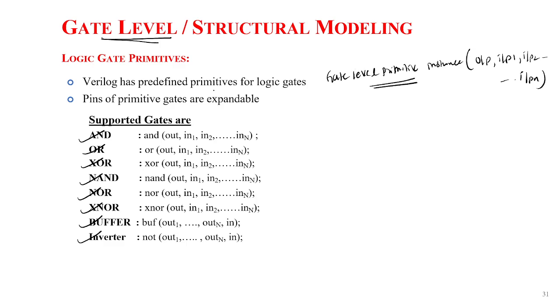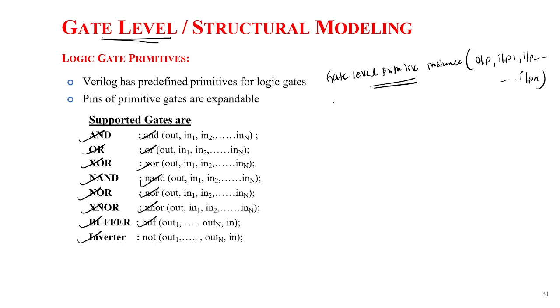Suppose if you see an AND gate, the gate level primitive AND is followed by out, in1, in2 and so on up to in n. OR is followed by out, in1 up to in n. Similarly XOR, out followed by in1 up to in n. NAND also, the output comes first, followed by in1 up to in n. NOR also, and XNOR.